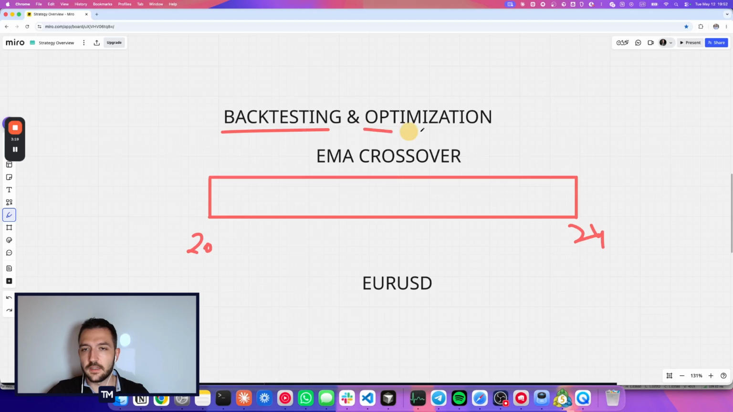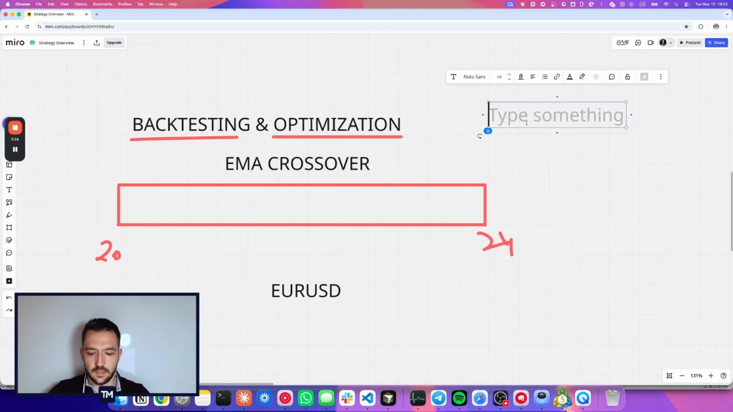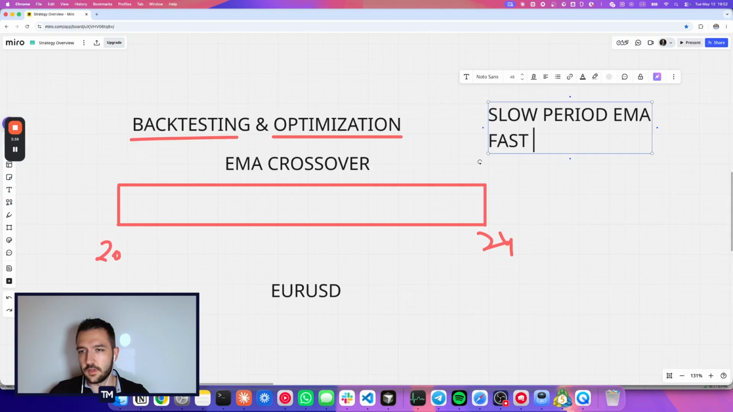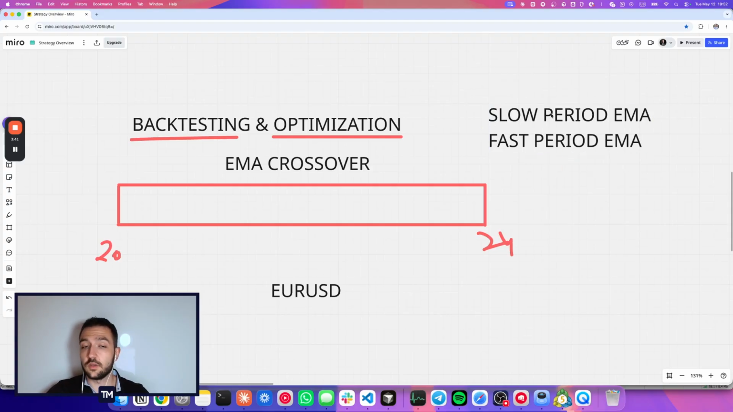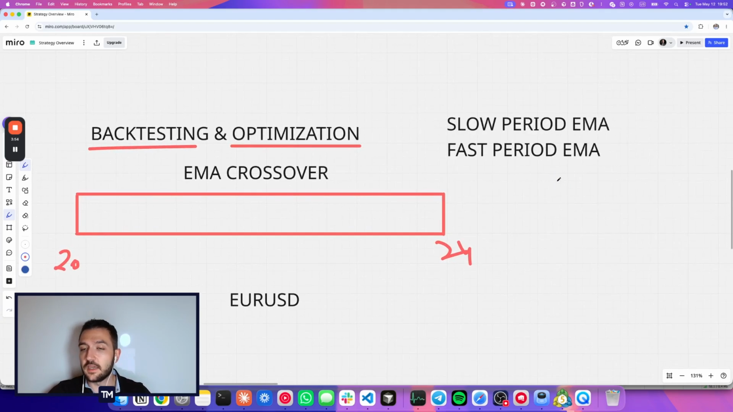And the other thing is optimization. So optimization means that you want to see which parameters of your trading bot are working best. So let's say the EMA crossover, that's the easy one. It has the slow period EMA and the fast period EMA. So let's say these are the only two parameters that you have in this trading bot. So what you want to do is you want to see which combination of these parameters, so which settings, are, let's say, making the most money.